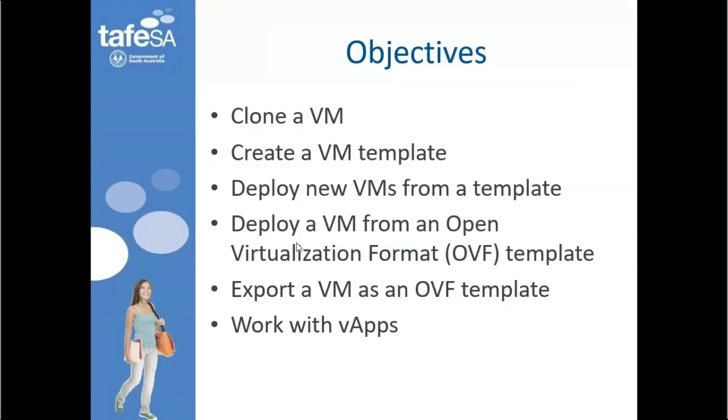So let's get into it. Today we're going to clone a VM. We're going to create a VM template. We're going to deploy a new VM from a template, and we're going to deploy a VM from an OVF. We're going to talk about deploying. We've already done this actually, to be honest, with our vCenter virtual appliance. We're going to talk about the Open Virtualization Format template, and we can export a virtual machine as an Open Virtualization Format or OVF template, and then we'll talk about virtual apps.